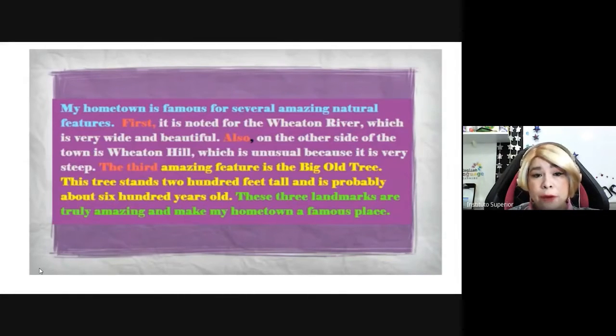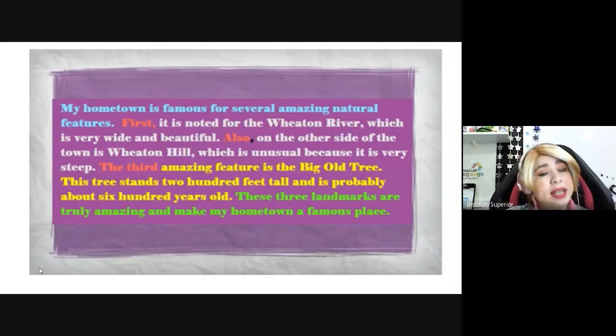First, it is noted for the Wheaton River, which is very wide and beautiful. Also, on the other side of the town is Wheaton Hill, which is unusual because it is very steep. The third amazing feature is the big old tree. This tree stands 200 feet tall and is probably about 600 years old. These three landmarks are truly amazing and make my hometown a famous place.